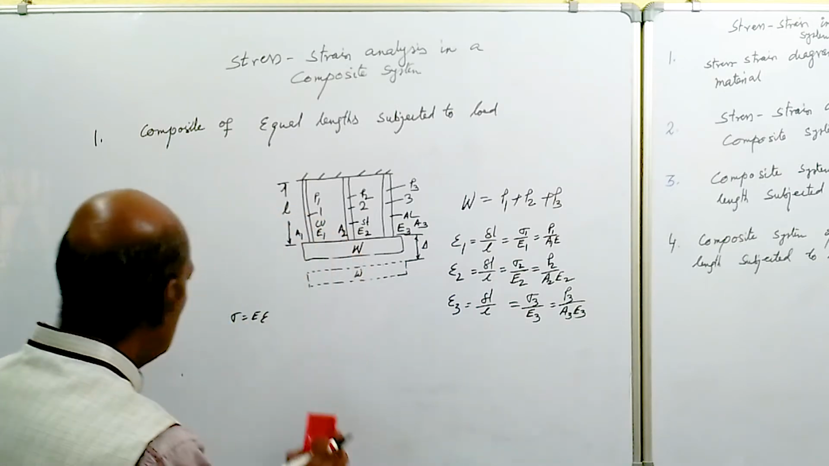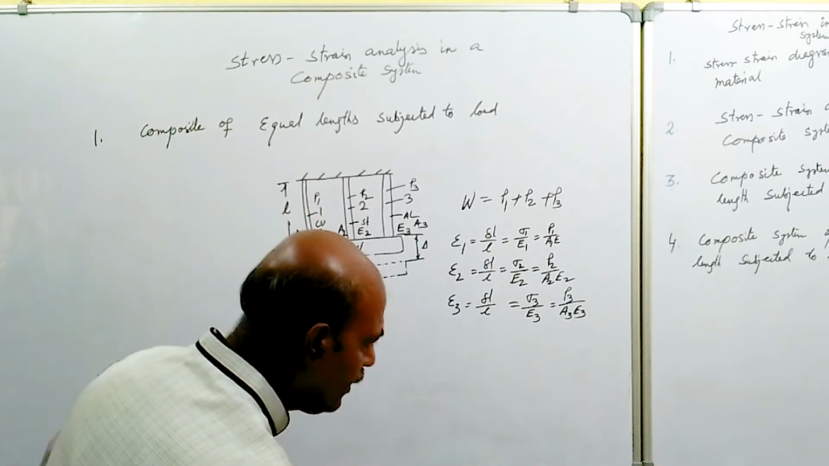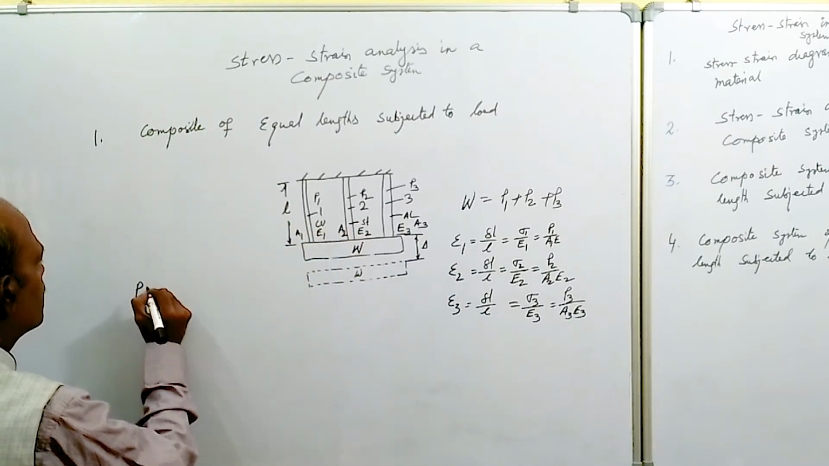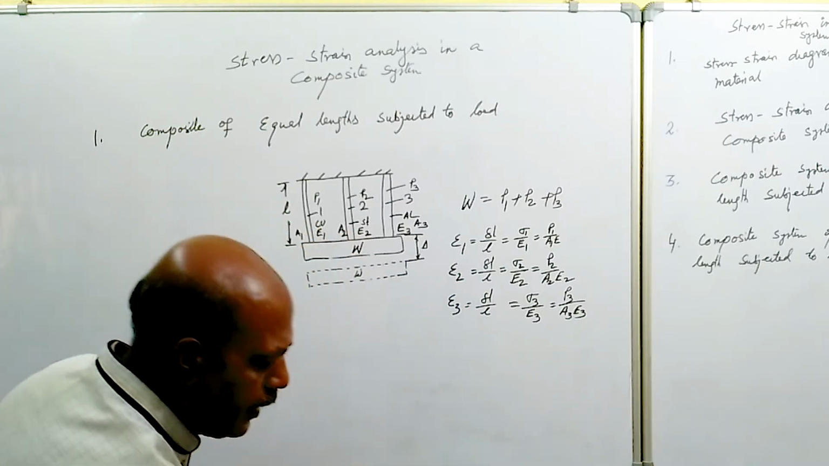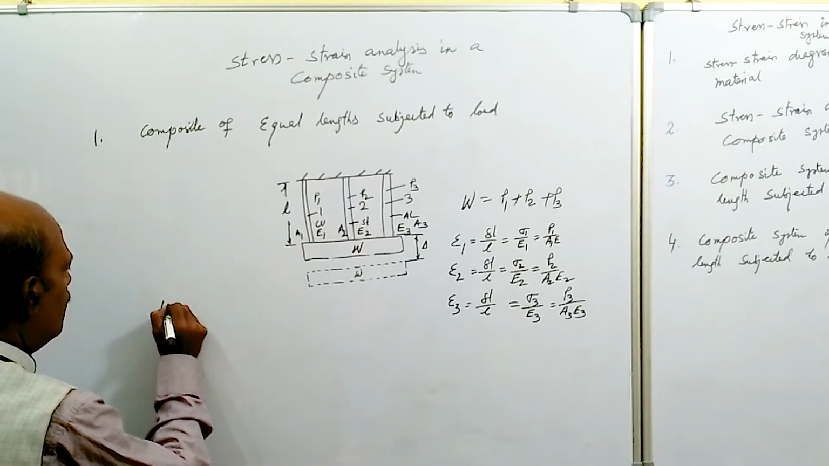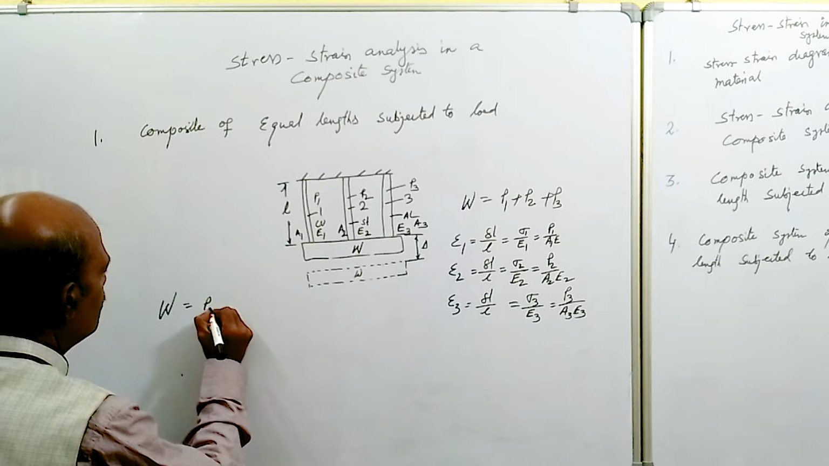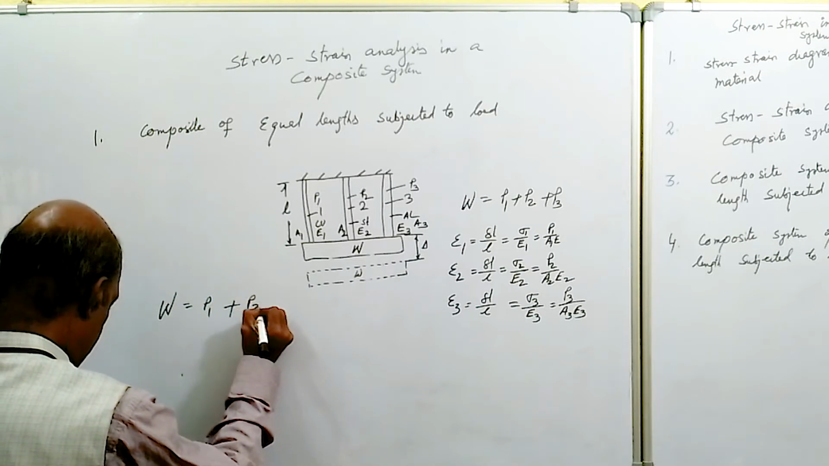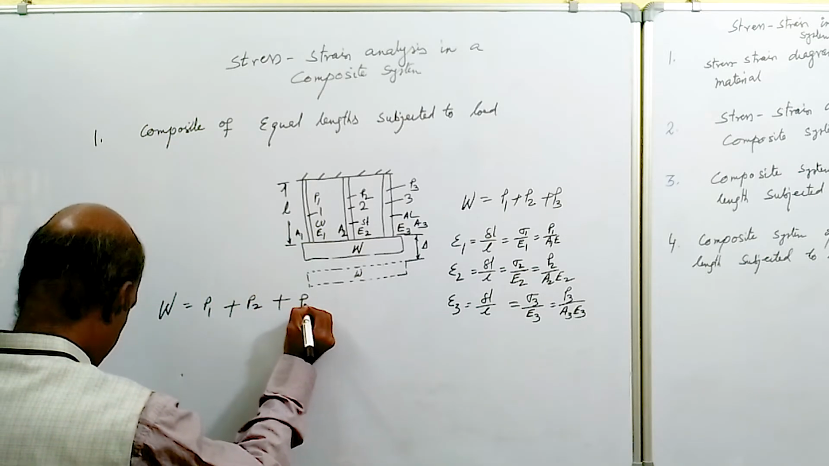So the first equation we have got: the total load taken by the 3 members, that is W, is equal to P1 plus P2 plus P3.